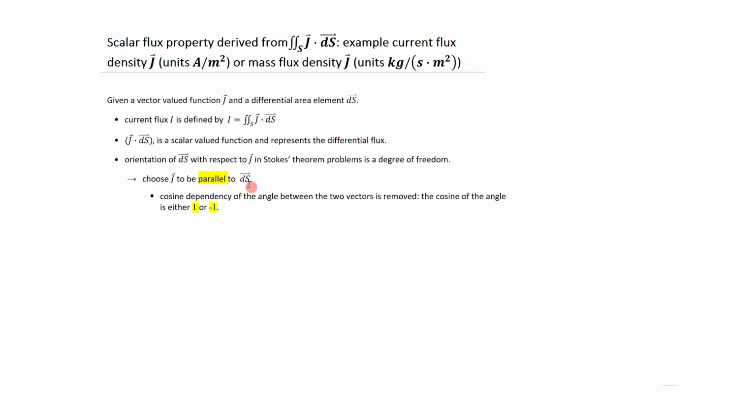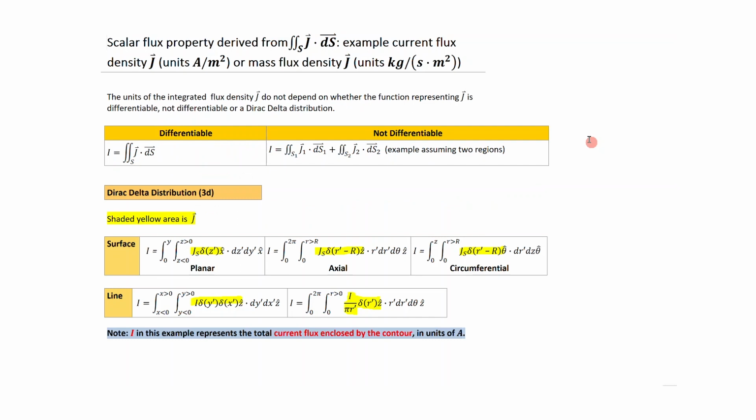Again, because you want to make this integral simple to solve. The cosine of the angle between the two vectors is removed, and so you get the cosine of the angle being either 1 or minus 1. So this integral either has a positive value or a negative value. All right, so let's look at some examples.